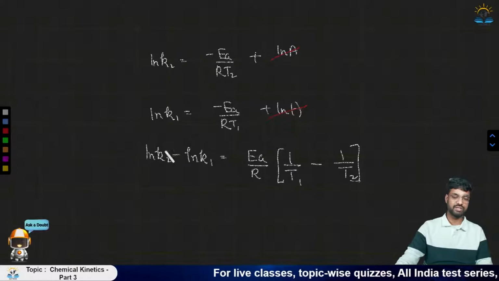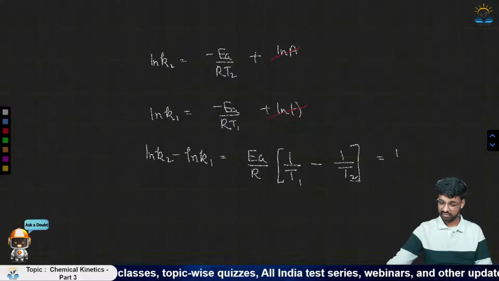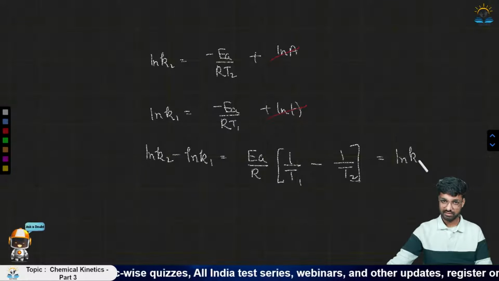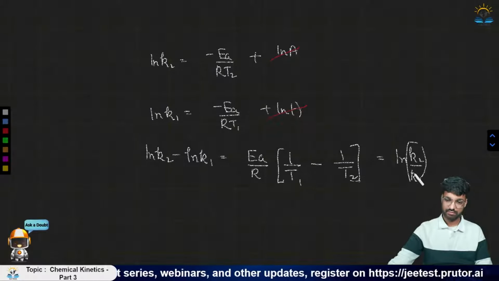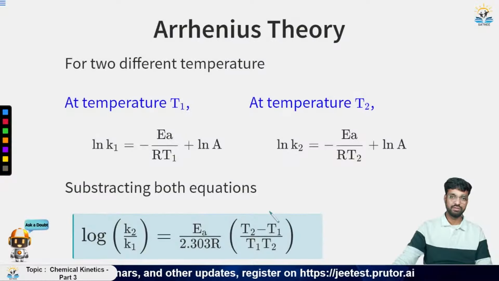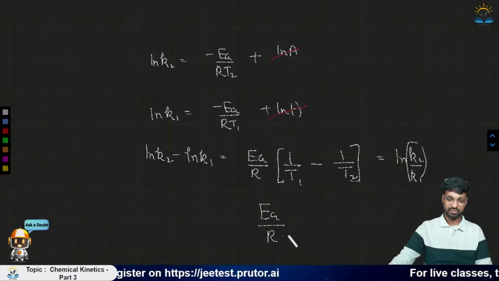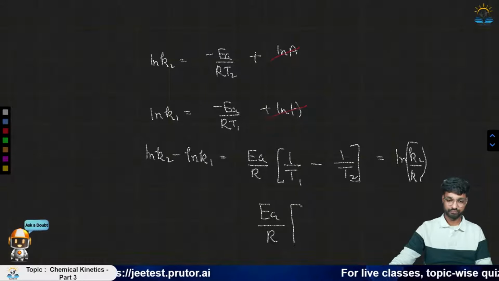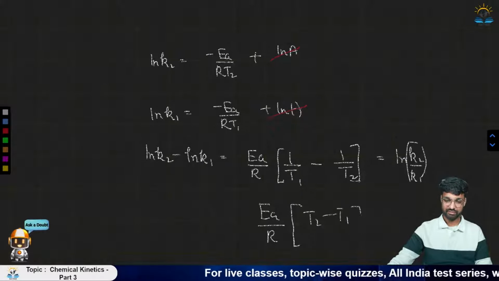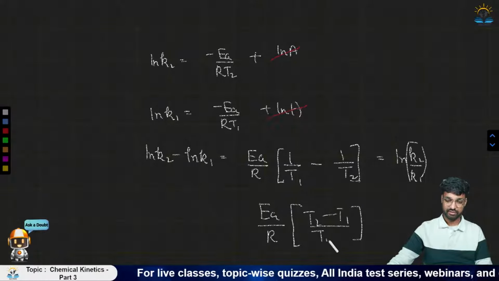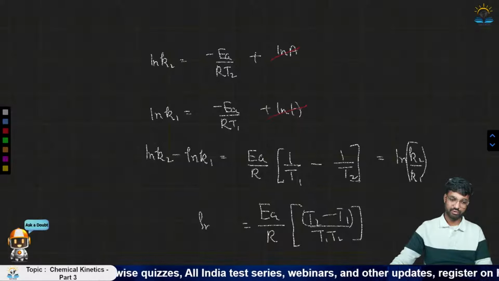We will get this equation. Now we know that ln A minus ln B can be written as ln A by B, that is ln K2 by K1. So this same equation is written here. Further, if we cross multiply and take the LCM of both of these, then we will get (T2 minus T1) by T1 T2 equals ln K2 by K1.